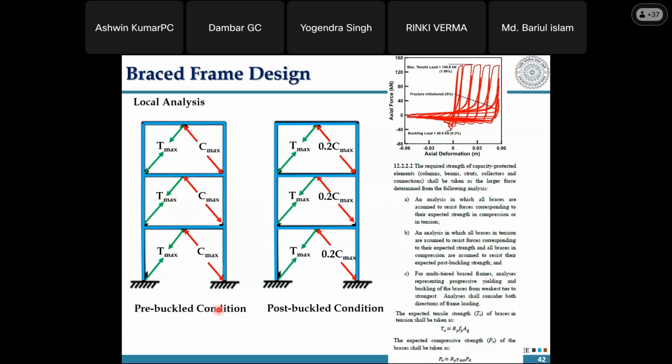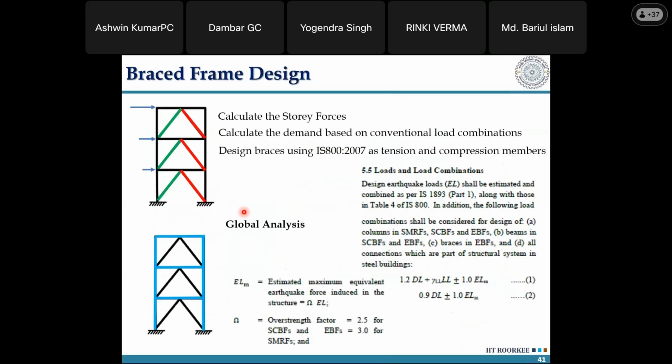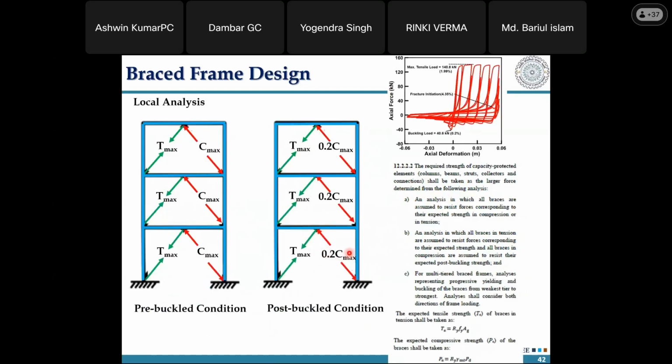The intention is that this particular clause came in after the 1994 Northridge earthquake, after realizing that once the brace buckles, it may give unbalanced forces to the beam, leading to failure of the beam. So this clause was not there before that failure was observed. Once they realized that if I do only the global analysis and forget about what happens once buckling initiates in the system and the brace reaches its lowest compression capacity of 0.2 Cmax as per the Indian code and 0.3 Cmax as per the American code, the beams may get damaged if I don't cater to that particular clause or condition. So that's why they introduced this local analysis.